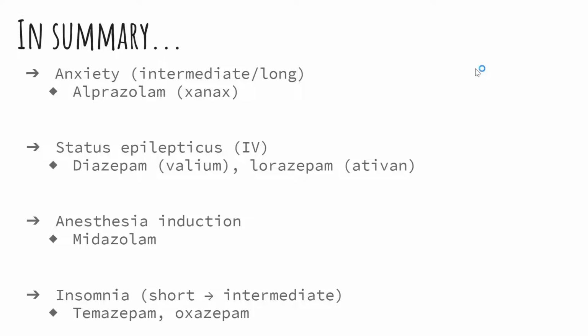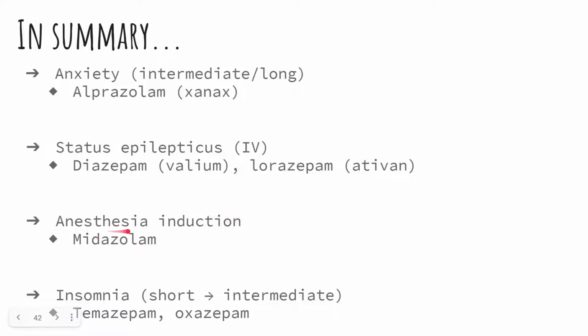Now, for status epilepticus, which is the seizure disorder that lasts more than 5 minutes, we obviously prefer to give the patient an IV medication because they can't swallow. We can't ask a patient during a seizure to take any oral medications due to the very heavy contractions, and most of the time they're going to be unconscious. For that reason, we prefer certain medications that are IV. Usually, we prefer the long-acting benzodiazepines, like diazepam, for example, which is Valium. But we can also use an intermediate-acting benzodiazepine, such as lorazepam, also called Ativan.